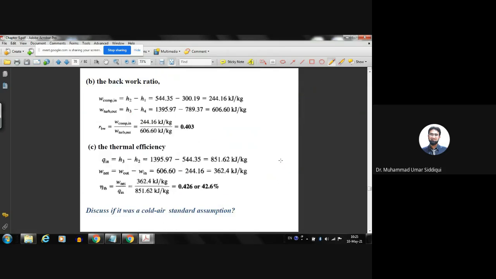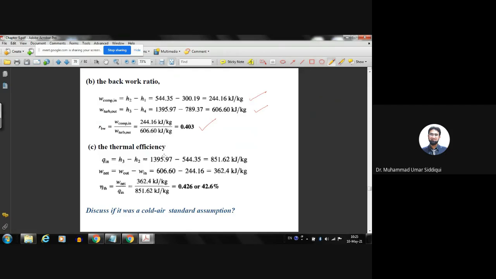So it will be H2 minus H1. This is the work of the compressor. We already know the enthalpies, and the work of the turbine will be H3 minus H4. The ratio of the work of the compressor divided by the work of the turbine will be the back work ratio. That comes out to be 0.403. A back work ratio of 0.403 means 40.3% of the work output generated by the turbine is used to run the compressor. So the remaining work will be used to actually produce the electrical output.